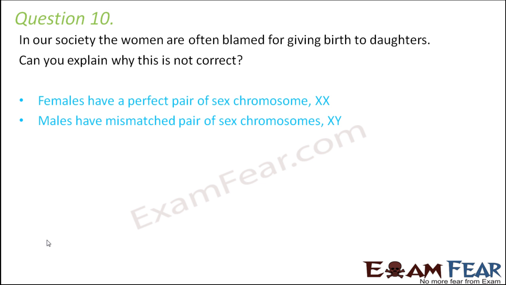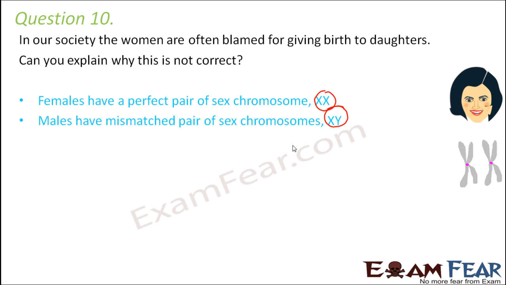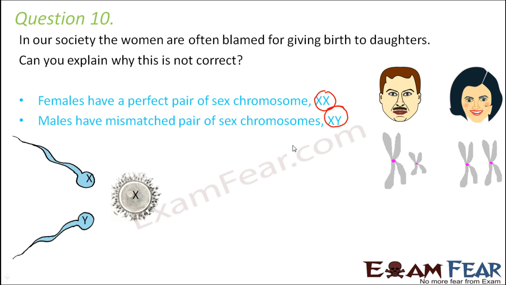So females always have a perfect pair of sex chromosomes like XX, and the males have a mismatched sex chromosome like XY. So now the female will contribute the X and the male can contribute either the X or the Y. So the female egg will always have X, but the male can give X or Y. So it depends. Now if X comes from the father, then X and X will combine to form XX, which is a girl. Similarly, if Y is contributed by the father, then X and Y will join together or fuse together to form XY, which would be a boy. So the sex of the baby is actually decided by the father and not the mother.